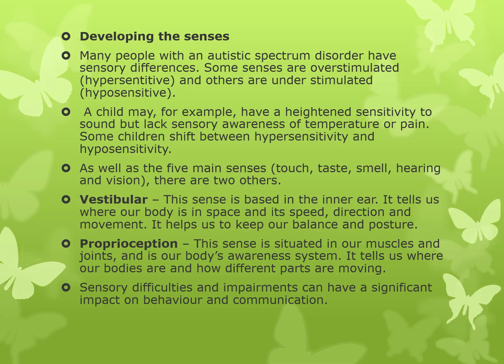As well as the 5 main senses, touch, taste, smell, hearing and vision, there are 2 others. Vestibular: this sense is based on the inner ear. It tells us where our body is in space and its speed, direction, and movement. It helps us to keep our balance and posture. And proprioception: this sense is situated in our muscles and joints and is our body's awareness system. It tells us where our bodies are and how different parts are moving.